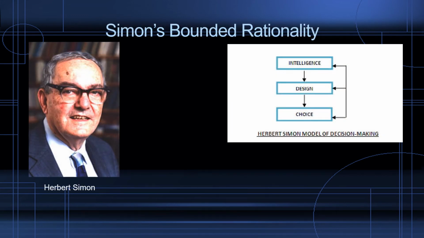Now going into Simon's bounded rationality. Bounded rationality is the idea that when individuals make decisions, their rationality is limited by the tractability of the decision-making problem, the cognitive limitations of their minds, and the time available to make that decision. The diagram has intelligence, goes down to design and choice. Herbert Simon made it somewhat of an easier process to eliminate things that we want, but at the same time we have to decide within time.